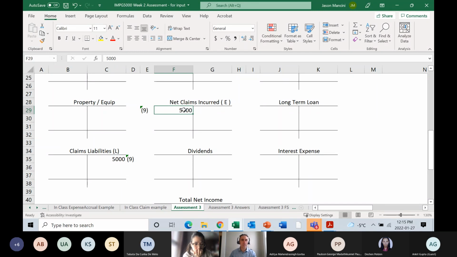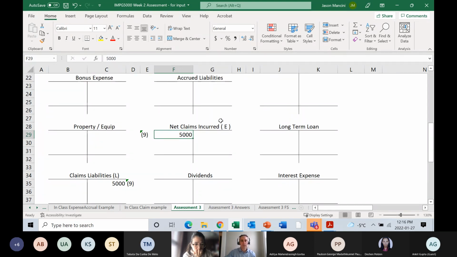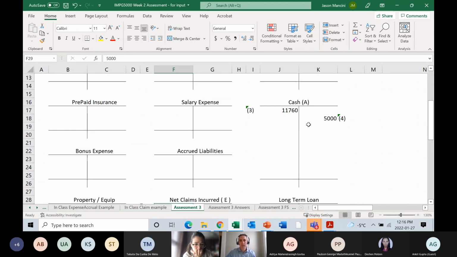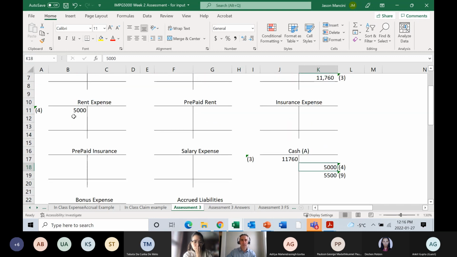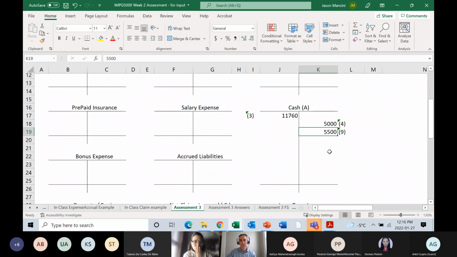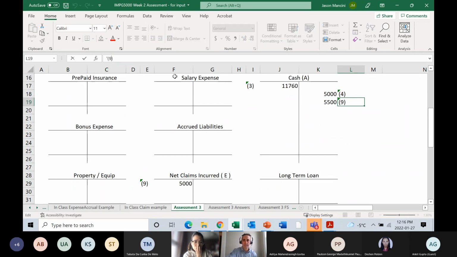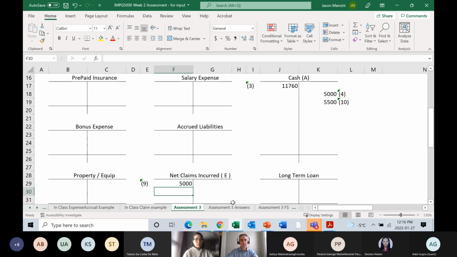The second transaction, number 10, said there was a payment for 5,500, right? That was item number 10. So again, whenever there's a payment, we know it's something that's impacting cash. So we reduced our cash by 5,500. Okay. And whenever there's the cash, we're actually going to record this expense. So this 5,000, example 4, paid cash, it was rent expense. This 5,500 for the claim, this is number 10, is a claims expense. So those two are going in tandem as well.